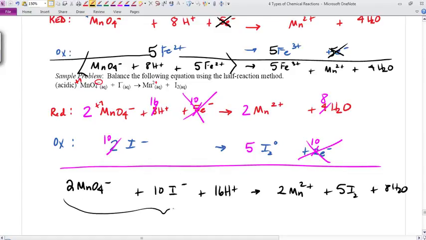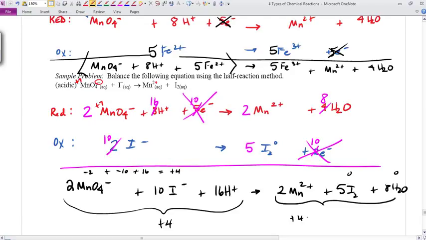What is the total charge over here? 2 negative 1's is negative 2. Negative 10 for the 10 iodides plus 16 positives for the 16 H pluses. What does that add up to? Isn't that plus 4? Plus 4 on the left. And over here, oh, easy. 0, 0. They're not ions. 2 times a plus 2 is a plus 4. So all I had going on over here was a plus 4 and check.